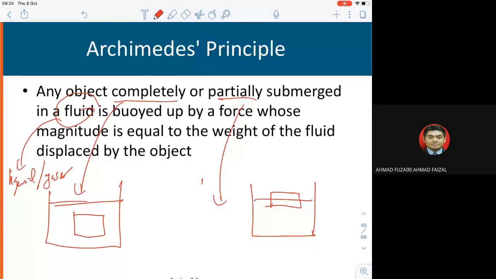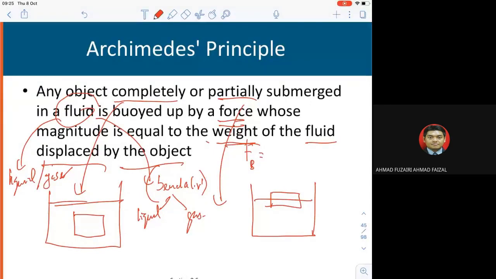So with the Archimedes principle, we should know that when it's completely or partially submerged, it's not just a liquid, it's a fluid. That includes both liquid and gas. So in gas also, we can apply the Archimedes principle. Of course, the original Archimedes principle is based on submerging an object into water. It is acted on by a force whose magnitude is equal to the weight of the fluid displaced by the object. Archimedes talks about force, the buoyant force.